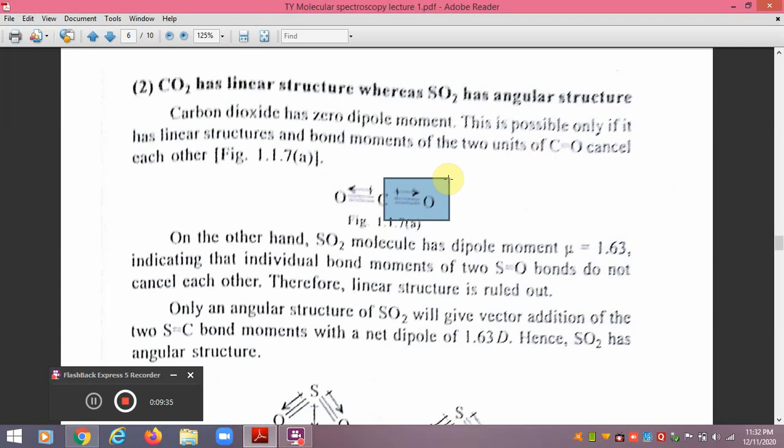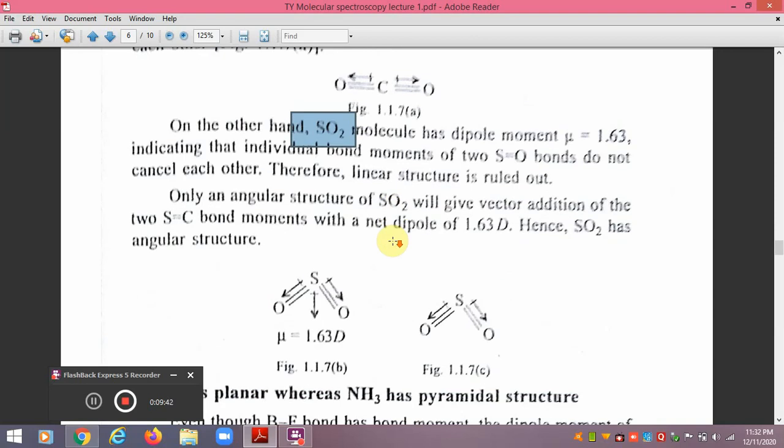Carbon dioxide has a linear structure in which the 2 bond moments cancel each other, while the sulfur dioxide molecule shows 1.63 debye dipole moment, indicating that the 2 bond moments of the sulfur-oxygen bonds do not cancel each other. Therefore it does not have a linear structure, and it has an angular structure in which the two bond moments add vectorially and show a value of 1.63 debye.